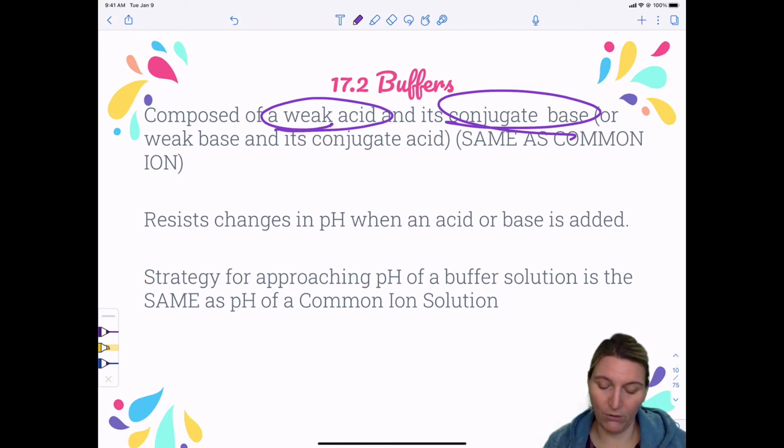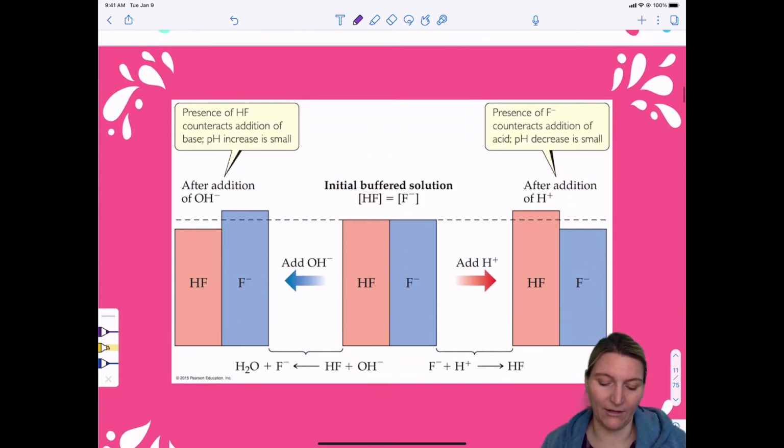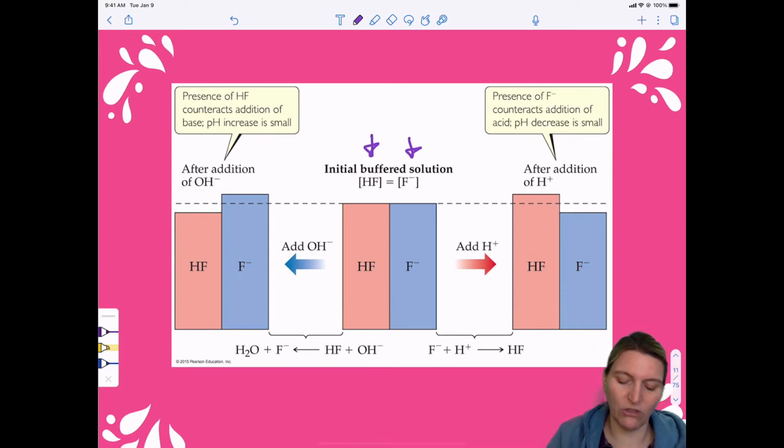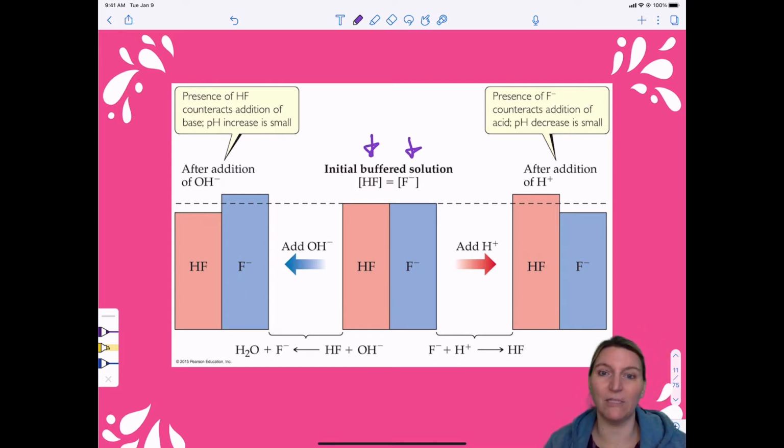The strategy for approaching this is really the same as the common ion effect, because what we're talking about is a weak acid and its conjugate base, which was exactly the idea of a common ion. So if you think about, this could be any system, but this would be hydrofluoric acid and its conjugate base. So let's say we added some sodium fluoride to it or some potassium fluoride, so that the concentration of these two compounds is about the same. And we can figure out what that pH is. That's what we did in the last section.